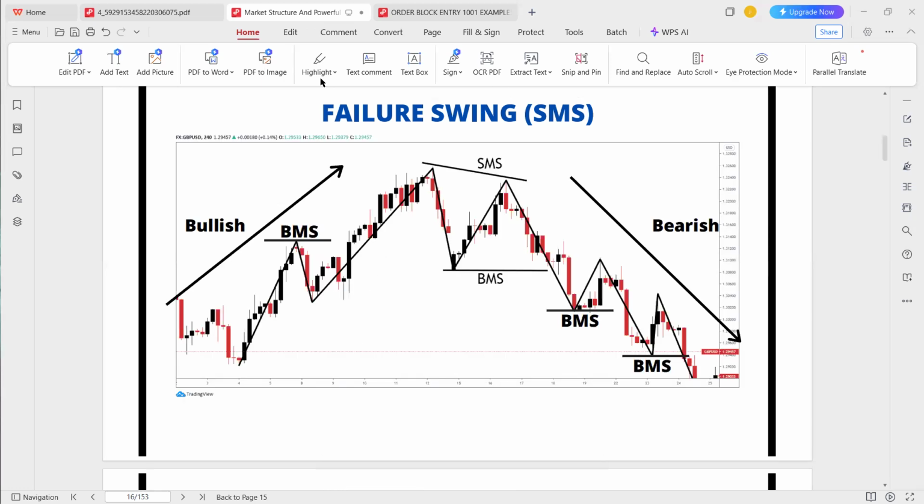Failure swing, SMS. You can see here the price was bullish, with break of market structure until we failed to break a zone. One thing I also want you guys to note is the author is not looking for these things on the 1 minute or 5 minute time frame. He's looking at these moves on a higher time frame, 240 minutes. That's your 4 hour time frame, or H4 or 4H, right?